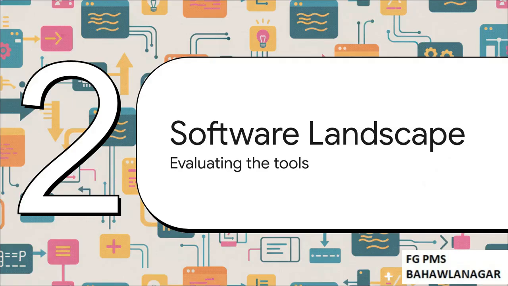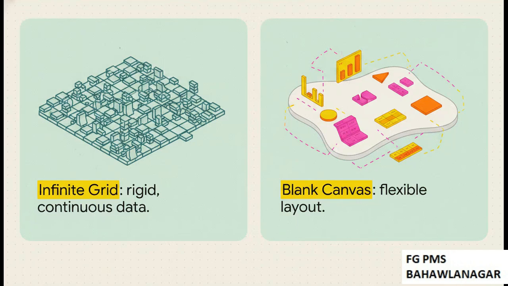All right, let's jump into Section 4, evaluating the software landscape. To start, you really need to understand the fundamental user interface difference that exists out there in the software world. On one side, you have the infinite grid. This is your classic, rigid, endless ledger that basically locks all your data into a single, continuous structure. On the flip side, you've got the blank canvas. This is a much more flexible, presentation-driven approach where distinct tables and graphics can just be moved freely around the screen.